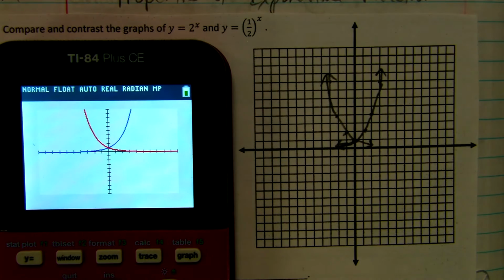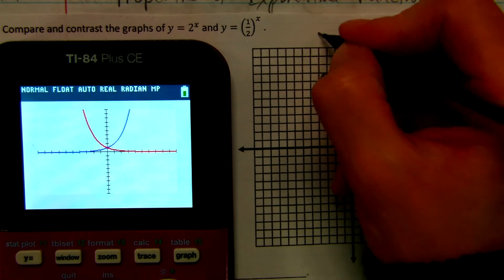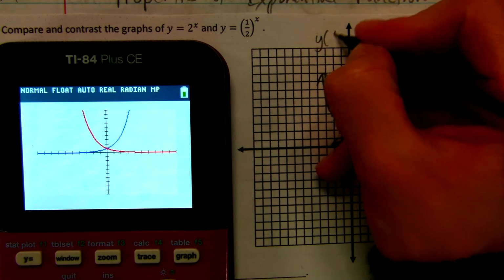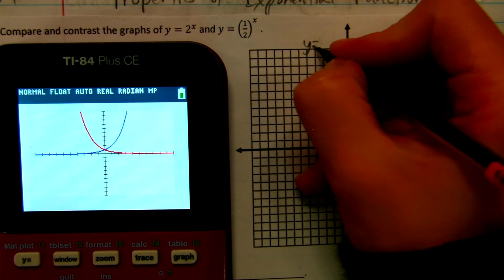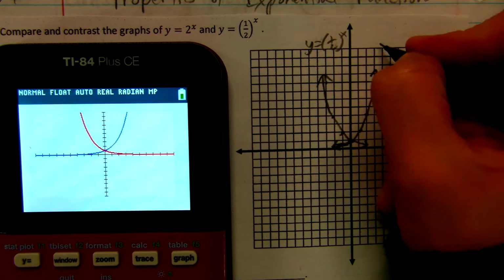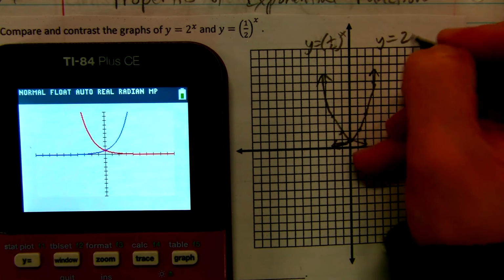This one is y equals 1/2 to the x. And the one over here is y equals 2 to the x.